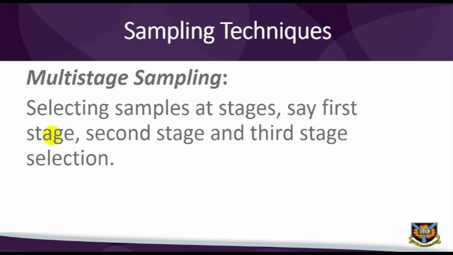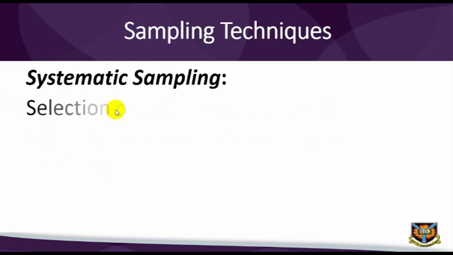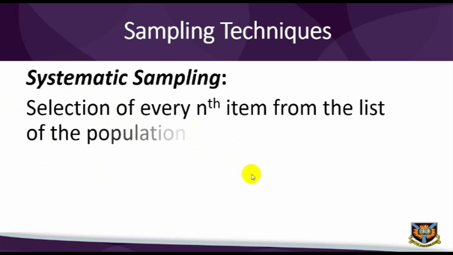Systematic sampling. This is concerned with the selection of every nth item from the list of the population. For instance, if we wish to select 40 people out of a population of 100 people, we first number members of the population serially. We may start from the first person and thereafter select every fifth number progressively until the desired sample size is achieved.